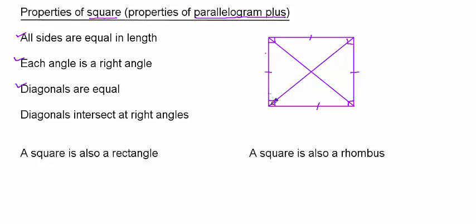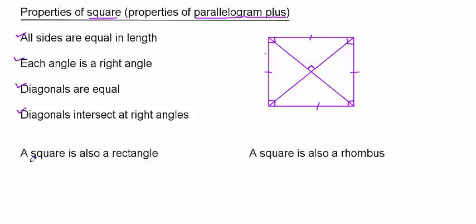So this length is exactly the same as this length. Looks pretty obvious, doesn't it? And also the diagonals intersect at right angles. And of course the diagonals bisect each other. That's a property of parallelogram. So the diagonals intersect at right angles. All these four angles are 90 degrees apiece.